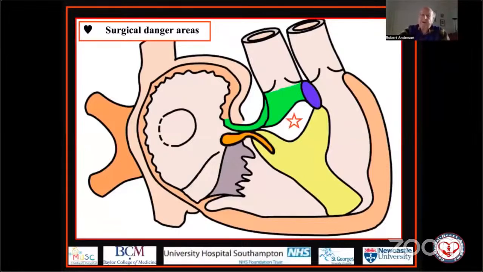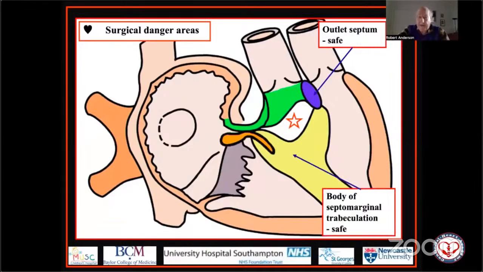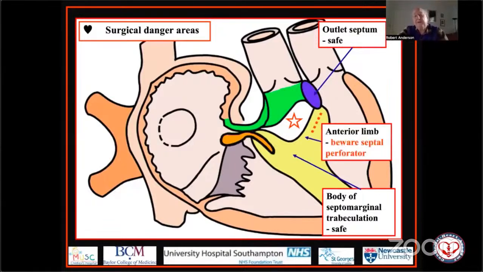There is the defect. We're illustrating the situation with the defect in subaortic position. And what you see there is the outlet septum. As Diane has emphasized, it separates subpulmonary, subaortic outflow tracts, and it is safe providing that the surgeon takes care of the attachments, the leaflets of the arterial valves on either side. Here is the septomarginal trabeculation. Its body is safe, but usually the defect opens between its limbs.